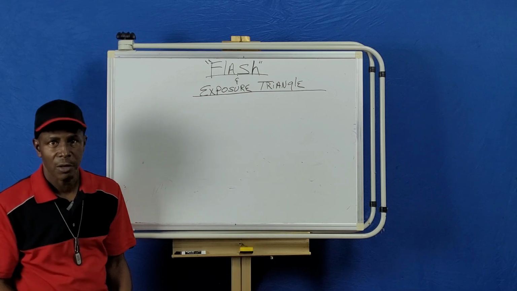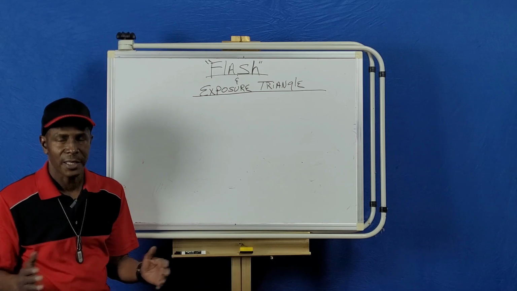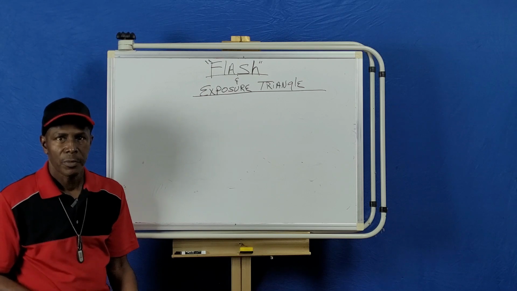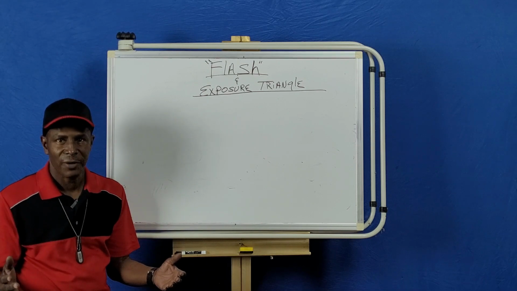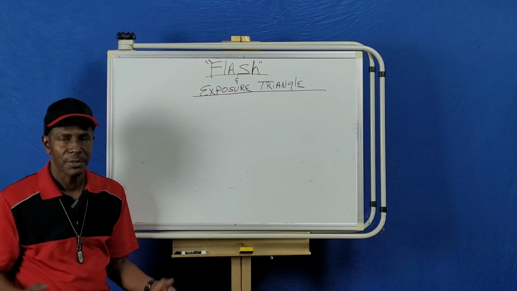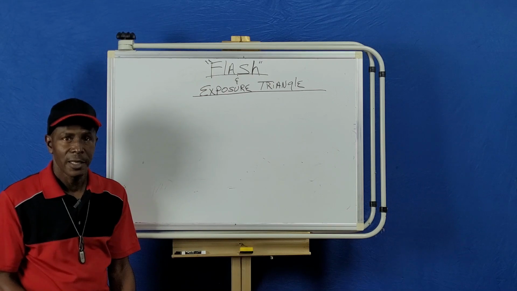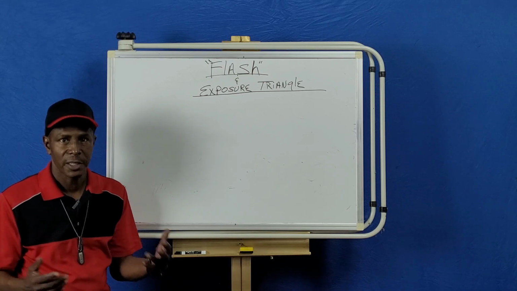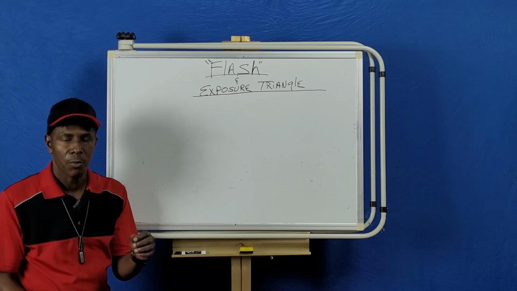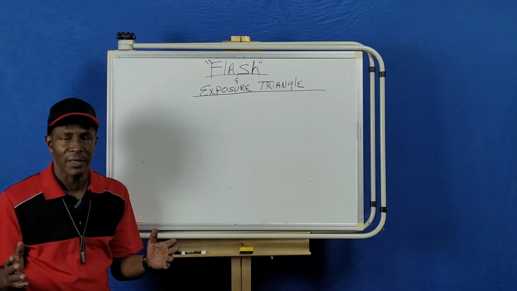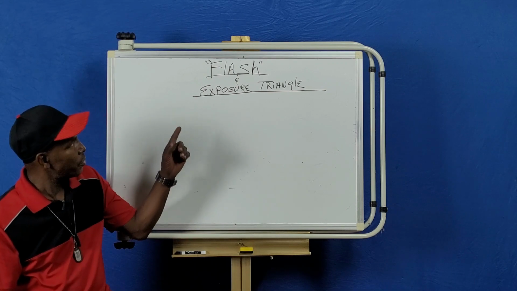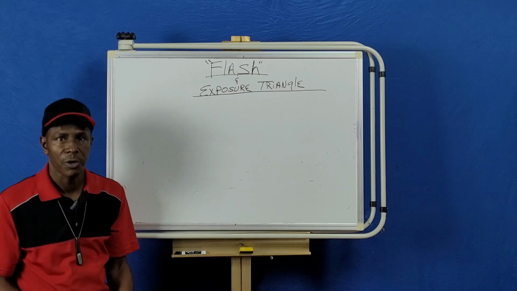Today we're going to talk about flash. I get so many questions about how to incorporate flash into my ISOs, f-stops, and shutter speeds when I'm shooting. People tell me all the time, man, it is confusing when I add a flash because then everything starts looking different. But once you understand the concept, it's fairly easy. So we're going to go through it today: flash and the exposure triangle.